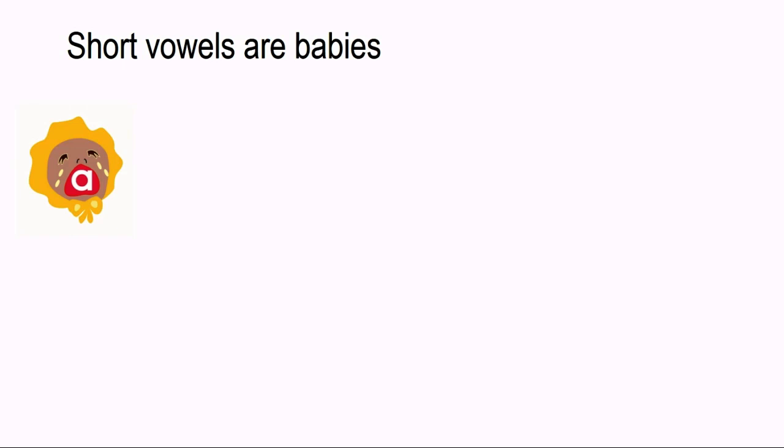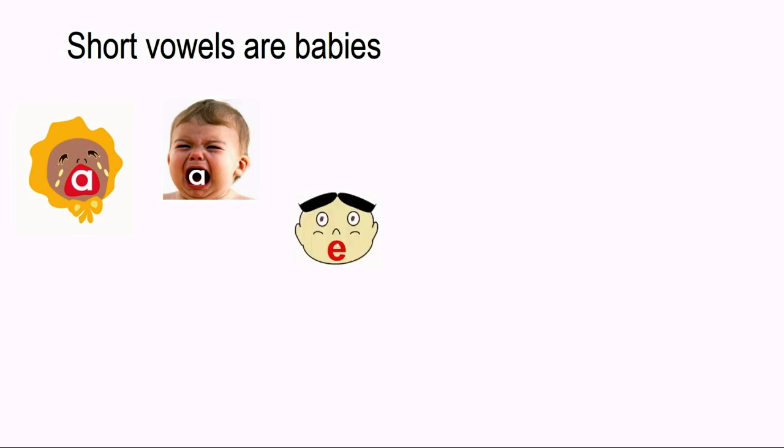Baby A cries, ah. You can see that it's the shape of a crying mouth. The baby E sound is the baby that has his first little tooth and he's drooling and saying, eh.